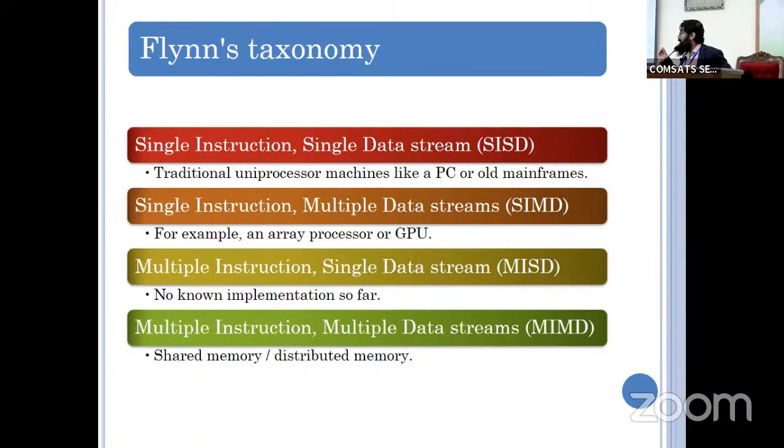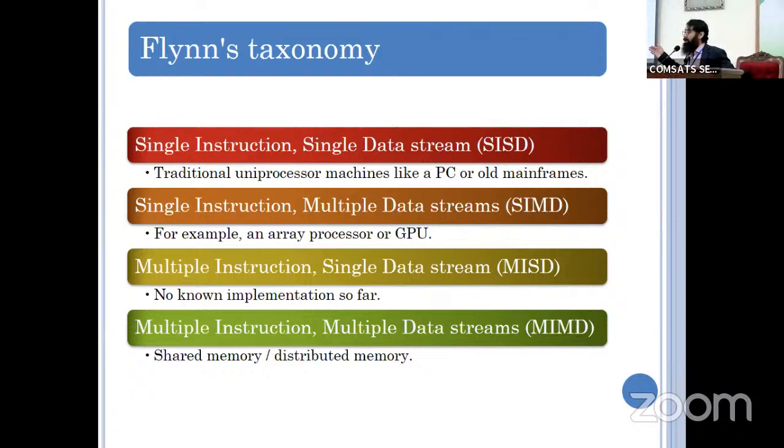Before going further, what kind of supercomputing platform can we use to apply high performance computing in the energy sector, the health sector, and everywhere? First, we have to understand the architecture of computers. That is Flynn's taxonomy, which I have shown in the slide. It states that we classify computers into four streams. The first one is single instruction, single data stream.